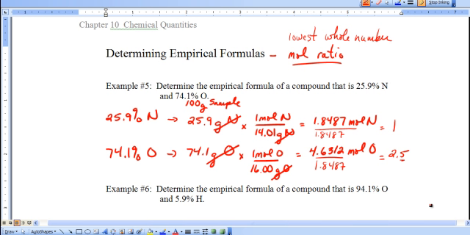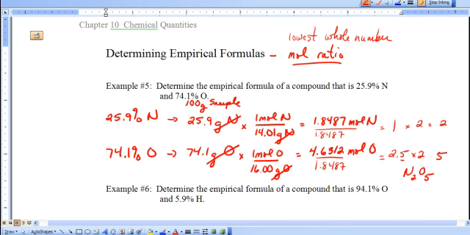That's the problem. So in order to get rid of that half, what we're going to do is multiply both of these by 2. And we really get a 2 to 5 ratio. So for every 2 moles of nitrogen, we're going to have 5 moles of oxygen. So the empirical formula will be N2O5. Alright? Let's try another one.